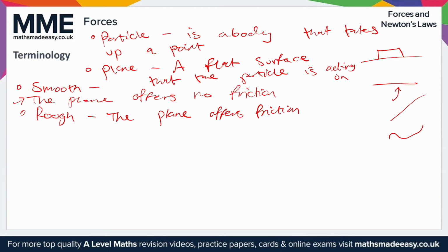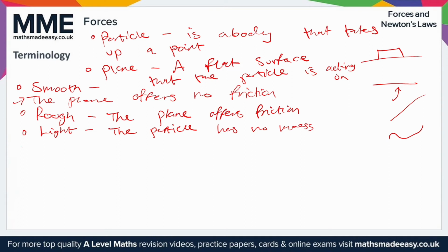Okay. Next is light. And this means the particle has no mass. Okay, so if a particle has no mass, then you don't need to worry about what it weighs or anything like that, or forces due to its mass. You can just ignore them.